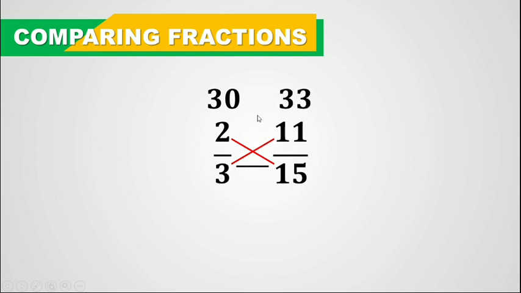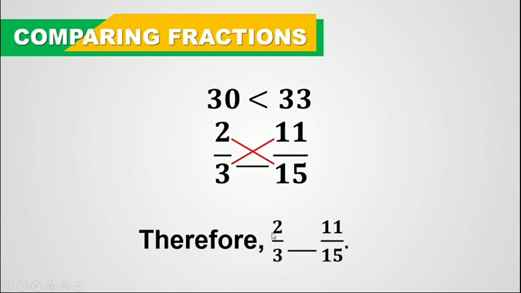Now, all you need to do is compare these two numbers. Which is greater, 30 or 33? Obviously it's 33, right? So the correct sign will be lesser than. 30 is lesser than 33. Therefore, 2/3 is also lesser than 11 over 15.